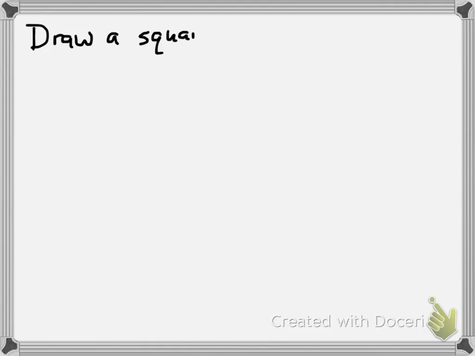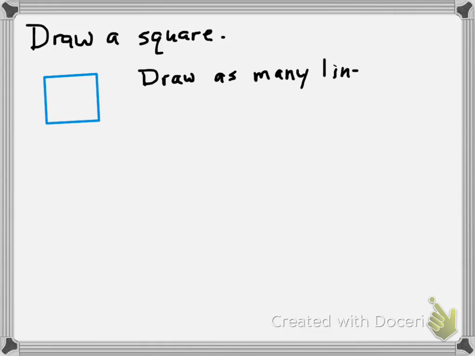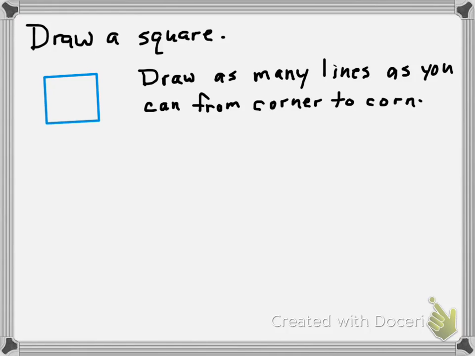Okay, so I want you to draw a square. Okay, it should look like this. Now I want you to draw as many lines connecting two different corners as possible. Except you can't have any of your lines cross another one of your lines. Okay, so if you draw one and it crosses another one of your lines, then you can't draw that line.